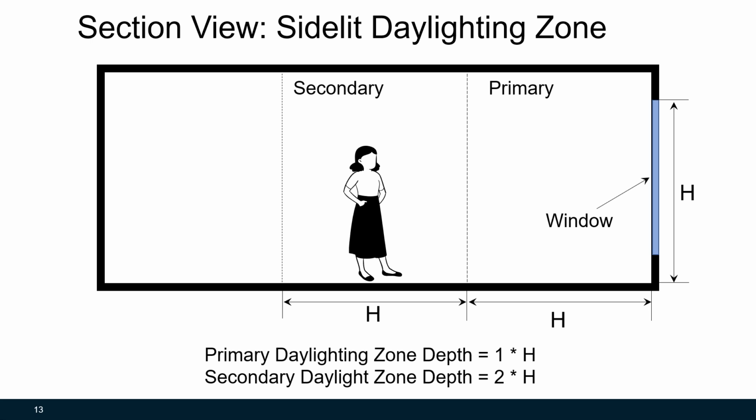In side-lit applications, the depth of the primary daylight zone is equal to the height from the floor to the top of the window, also known as the window head height. The secondary daylight zone is equal to twice the height from the floor to the window head height. ASHRAE 90.1 includes illustrations like this one and others to provide clarity in less straightforward applications. Note that a minimum amount of lighting power must be present in these zones in order for the daylighting control requirements to take effect.